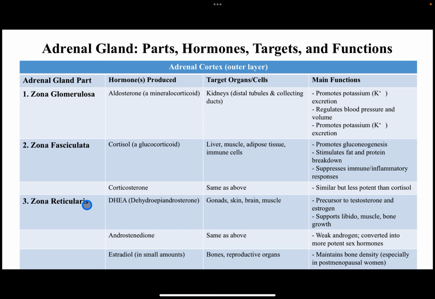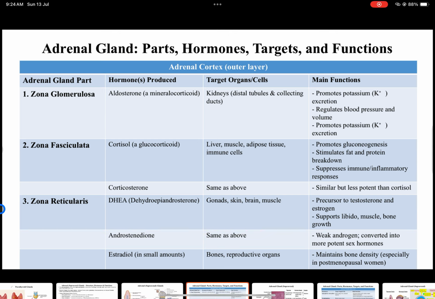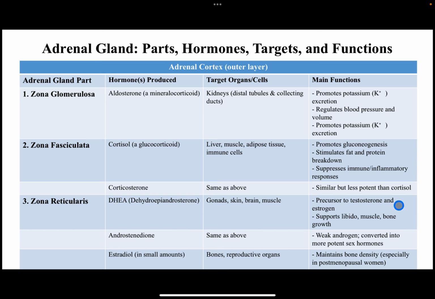Now, the innermost layer, the zona reticularis. Okay, they produce the dihydroepiandrosterone. Okay, they also contribute a little estradiol. Okay, and then androstenedione. Okay, this is the same as the dihydroepiandrosterone. They target the gonads, the skin, the brain, and the muscles. In fact, this hormone is a precursor to testosterone and estrogen. Okay, because we don't have testes. You know, the testes produce the androgens in males, but androgens are also very important in females.